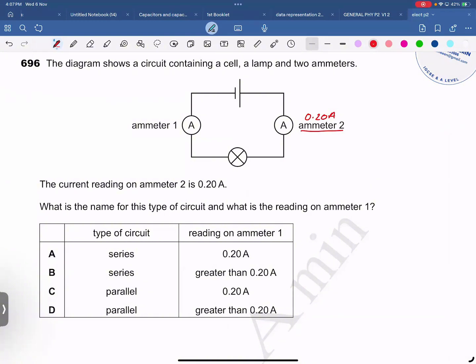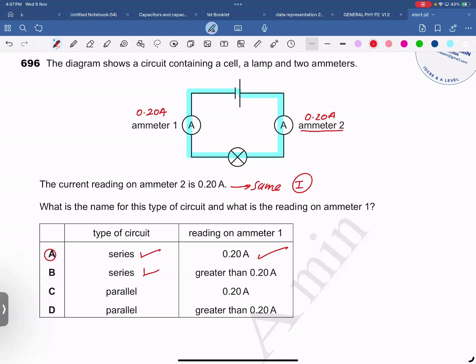So first of all, you look at that. This circuit is a series circuit because current has only single path to flow. So when current has a single path to flow, this is called series circuit. In series circuit, current has to be same. So current will have same reading in both cases. So if ammeter 2 is giving you 0.2 amperes, ammeter 1 will also give you 0.2 amperes. So answer will be option A.